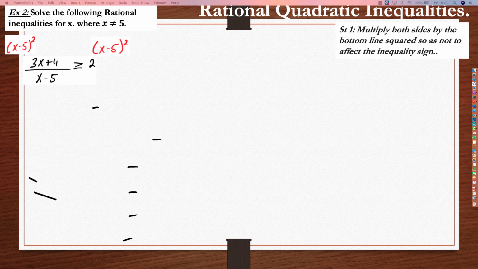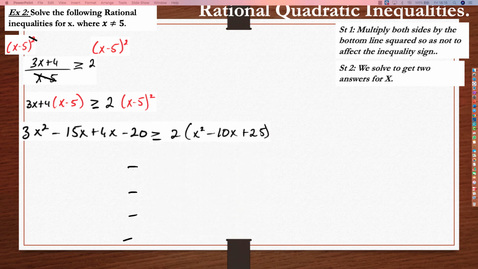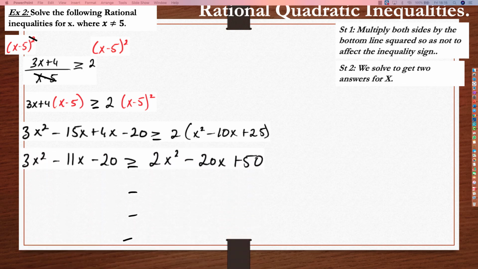That means you're left with x minus 5 times 3x plus 4, because one of these cancels the one on the bottom. And then it's 2 times x minus 5 to the square. That is multiplication out there. 3x squared minus 15x plus 4x minus 20 greater than or equal to 2 times: the first side squared, twice the first side by the second, minus 10x, squared the last, 25. That is 3x squared minus 11x minus 20 greater than or equal to 2x squared minus 20x plus 50. All to one side is x squared plus 9x minus 70.